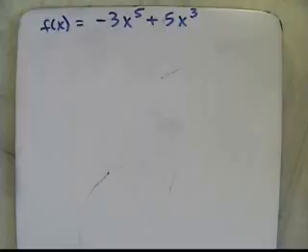Concavity-wise, it looks like I'm concave up from negative infinity all the way to somewhere in here. I don't know exactly where that point is, but somewhere here it switches over to concave down. Concave down here, then it switches back to concave up. Concave up, and right in here somewhere it switches again, goes concave down, and it's going to be concave down forever. Obviously, relative max and relative min are pretty easy to see.